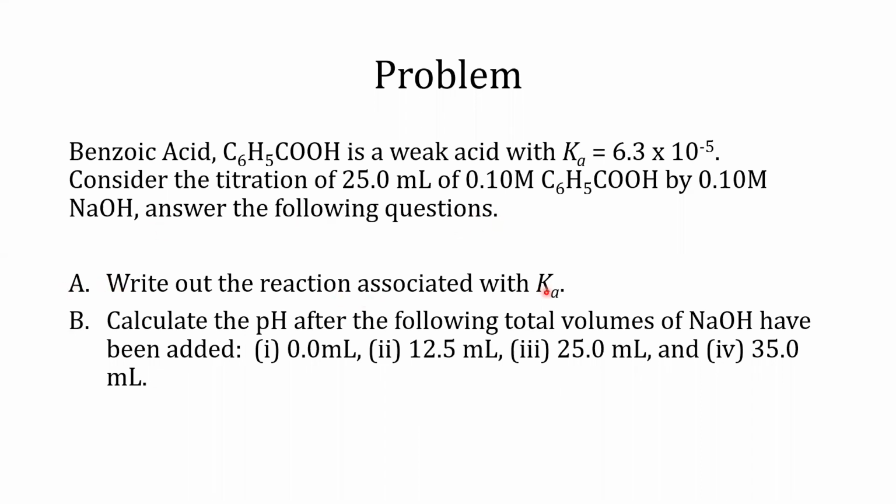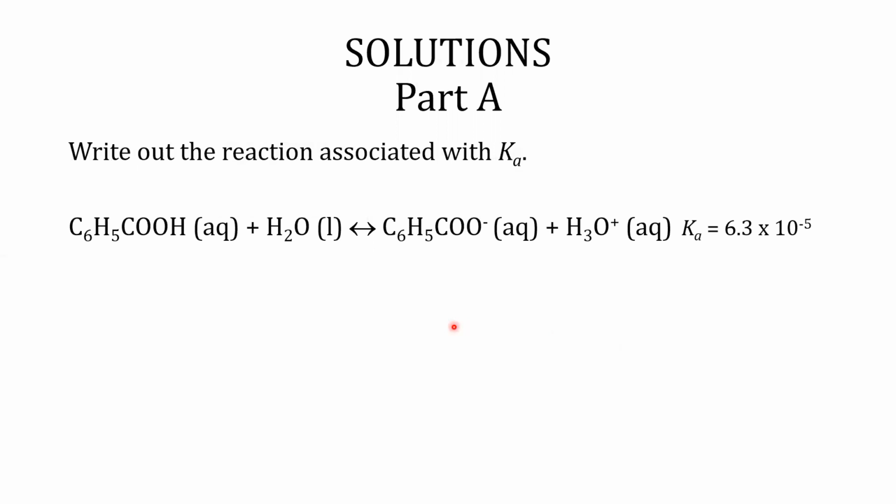Write out the reaction associated with Ka. B. Calculate the pH after the following total volumes of NaOH have been added. 1. 0 mL. 2. 12.5 mL. 3. 25 mL. And 4. 35 mL. The reaction associated with Ka is C6H5COOH (aq) plus H2O (l) at equilibrium forms C6H5COO minus (aq) plus H3O plus (aq).